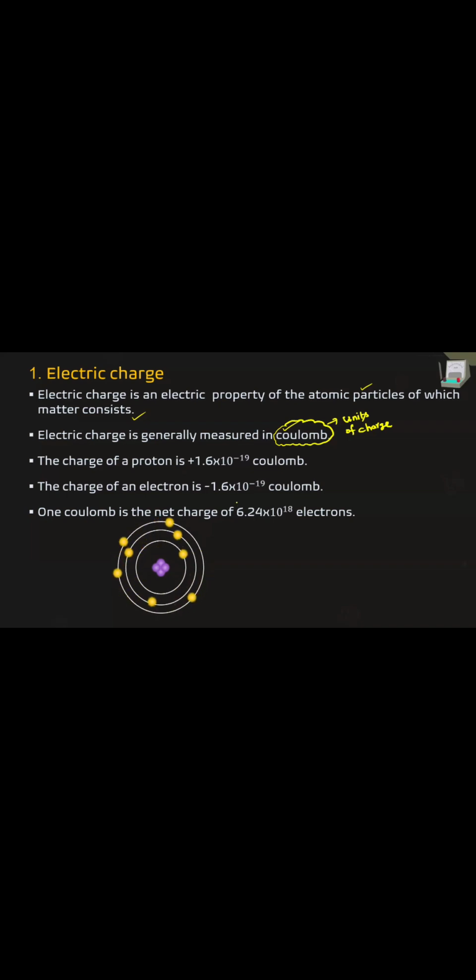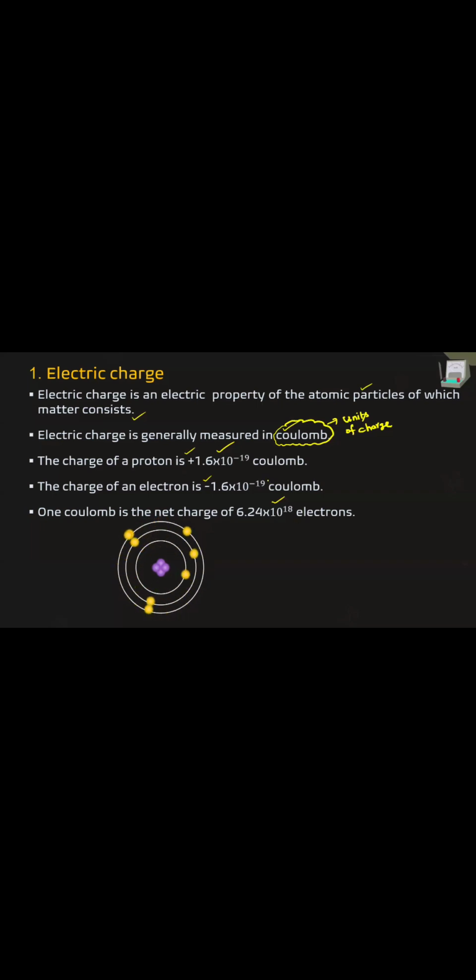The charge of a proton, exact value, is 1.602 times 10 to the power of minus 19 coulombs. Proton charge is positive. The charge of an electron is minus 1.602 times 10 to the power of minus 19 coulombs. The electron charge is negative. 1 coulomb of charge consists of how many electrons? 6.24 times 10 to the power of 18 electrons.